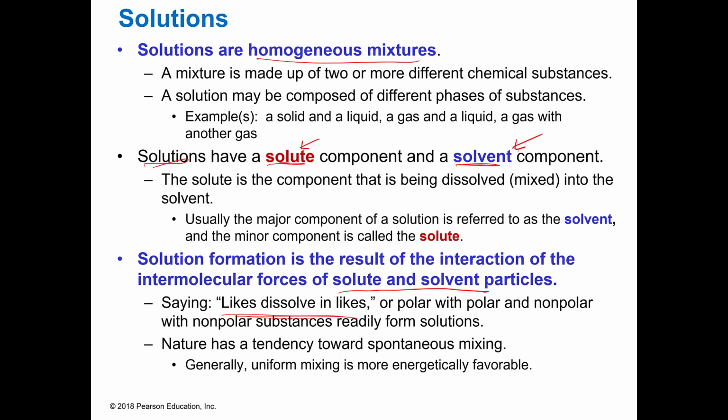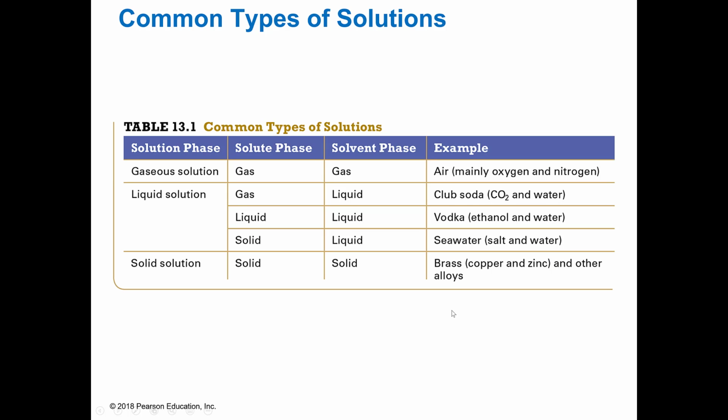Nature has a tendency to spontaneously mix, okay? So in diffusion and that kind of thing. If you pour something in something else, especially in a liquid, it's typically going to come to a uniform or homogeneous mixture because that is energetically favored. And I just have a little table here, and you can pause it and come back to it and look at it, but these are just giving you examples of the different types of phases that can be in a solution, because they don't have to be just solids and liquids.